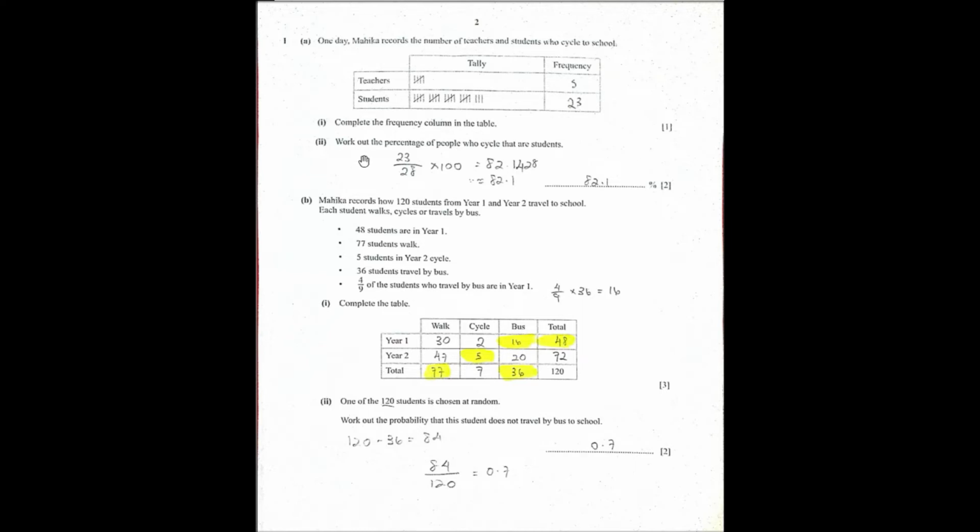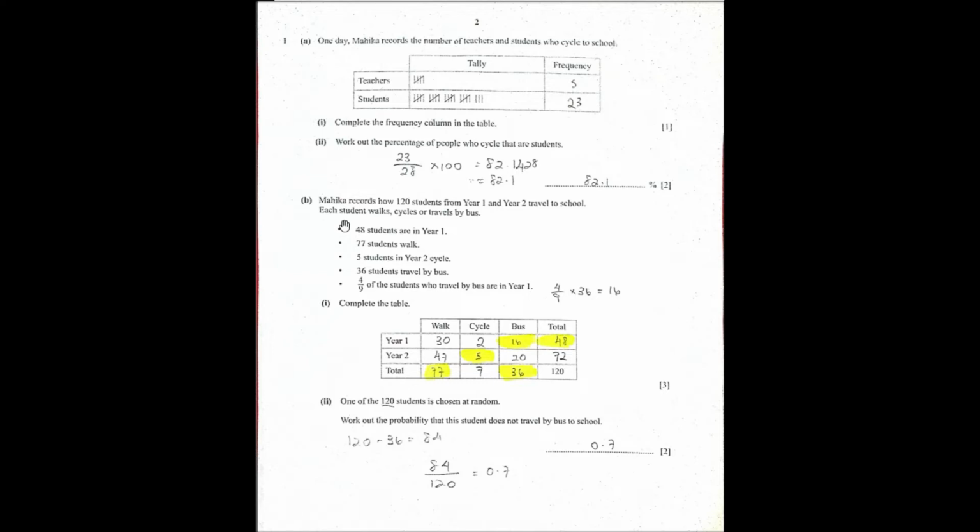The next question: work out the percentage of people who cycle that are students. To find the percentage of the students that cycle, we put the frequency of the students over the total frequency multiplied with 100. So that would give us 82.1428. Round off to 3 significant figures would give you 82.1%.